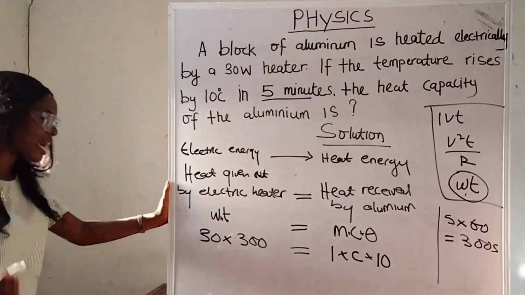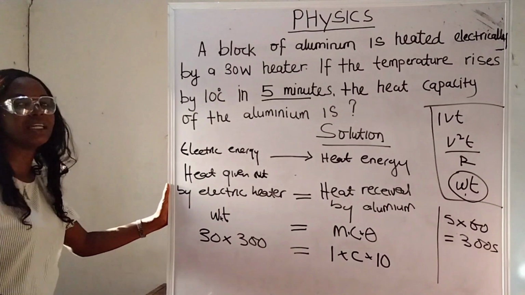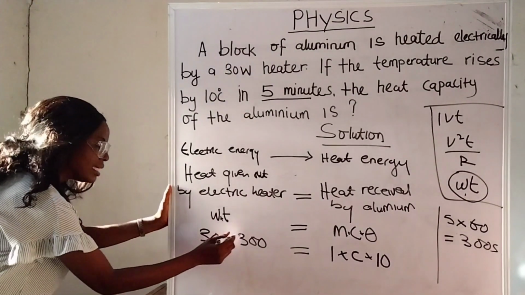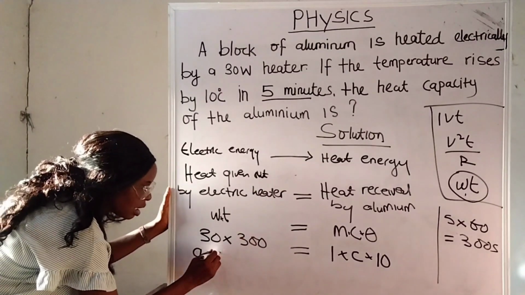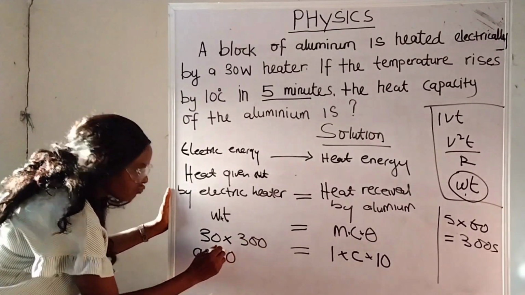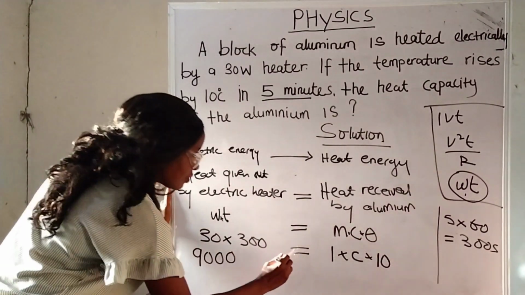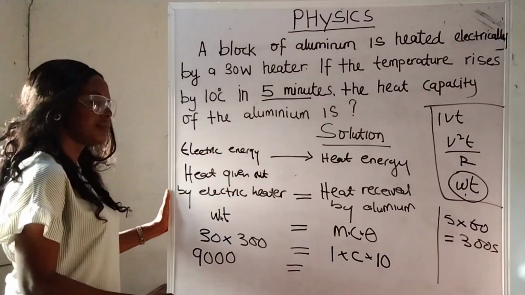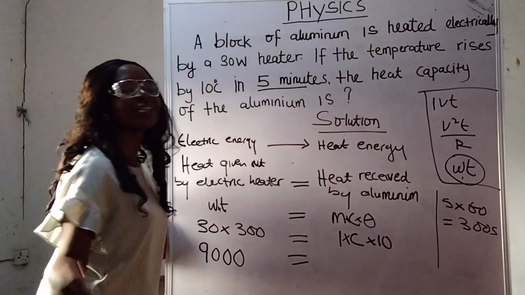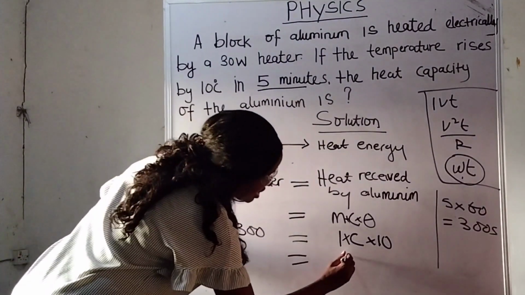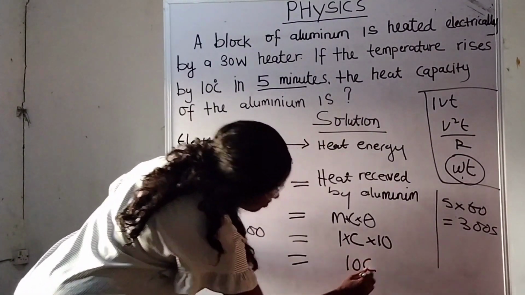If we evaluate, we have 30 times 300. I want to take it 1. 3 times 3, 9. Put this 0, put this 0, put this 0. That is equal to what times C? Still 1C. Times 10 gives us 10C. So I write 10C.